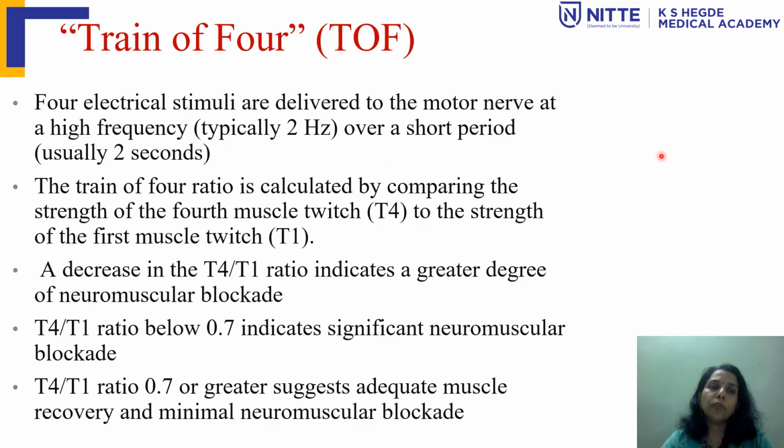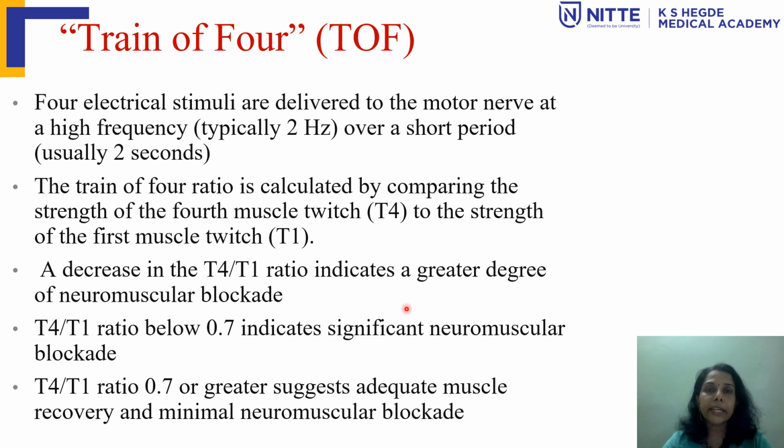So what is train of four? This is the method to assess neuromuscular blockade. In this procedure, four electrical stimuli are delivered to the motor nerve at a frequency of typically around 2 hertz over a short period, usually about 2 seconds. And how is it calculated? From the four muscle twitches, T1, T2, T3, T4, the fourth muscle twitch will be compared with the first muscle twitch, and the ratio will be taken.